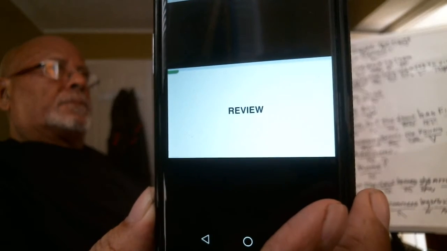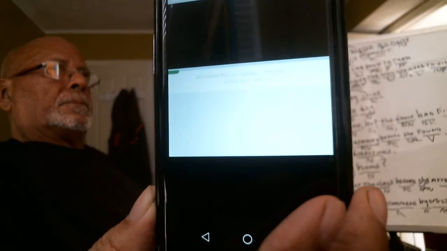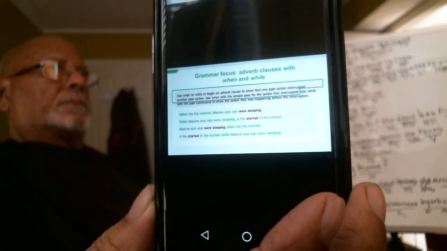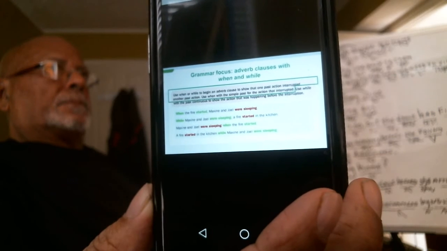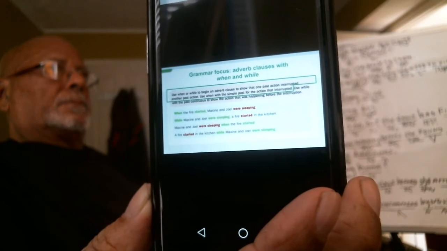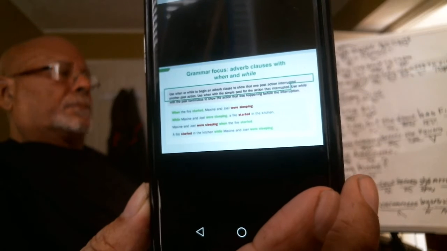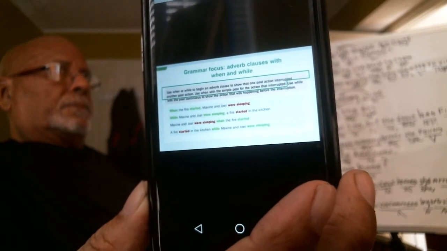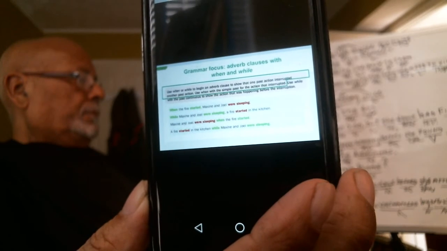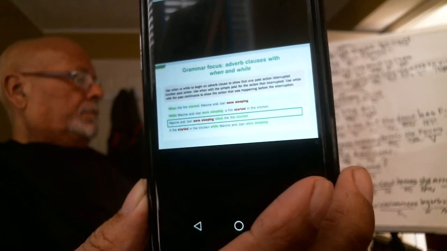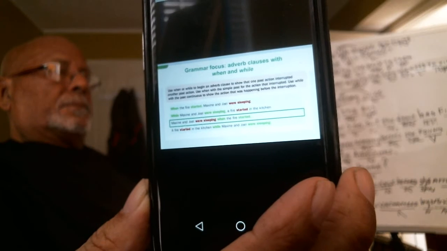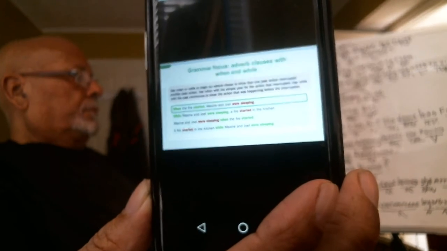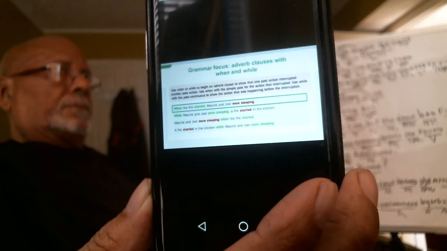Let's review. Use when or while to begin an adverb clause to show that one past action interrupted another past action. Use when with the simple past for the action that interrupted. Maxine and Joel were sleeping when the fire started. When the fire started, Maxine and Joel were sleeping.